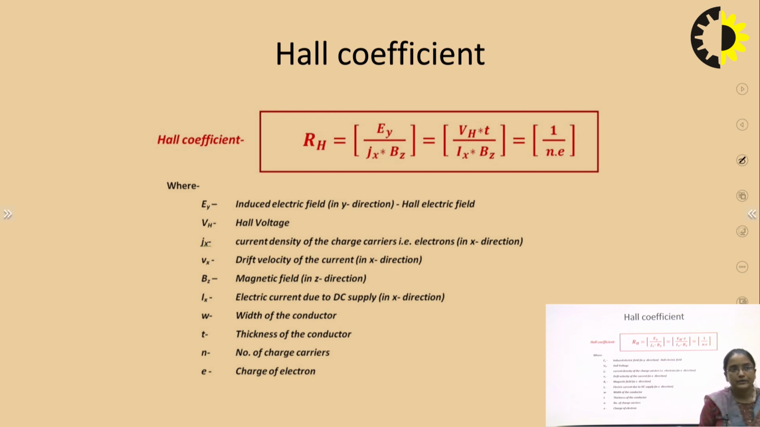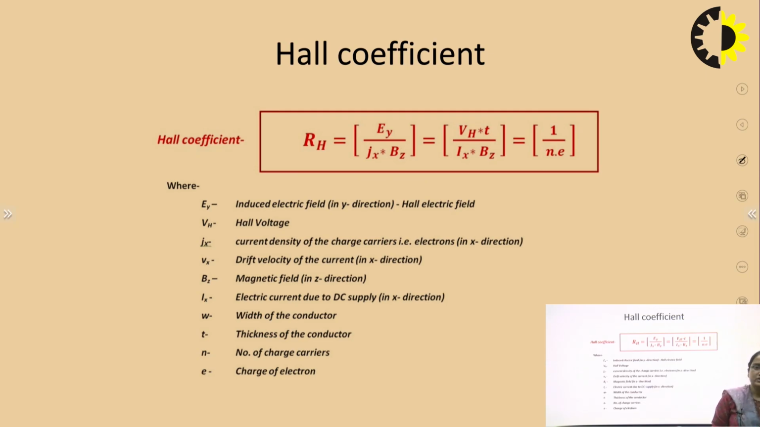And particularly, what these terms are signifying, EY, that I already told earlier also, is the electric field that is induced in the y direction. We can also term it as the Hall electric field. And due to this induction, we are getting this Hall voltage which is developed across your semiconductor bar. VH is the Hall voltage, Jx is the current density of the charge carriers.